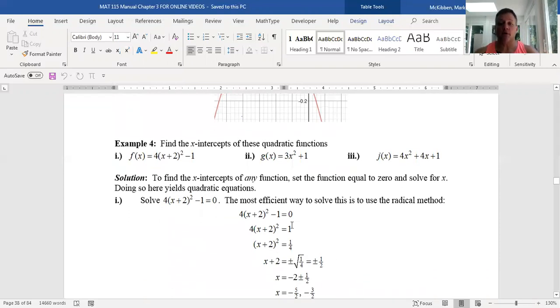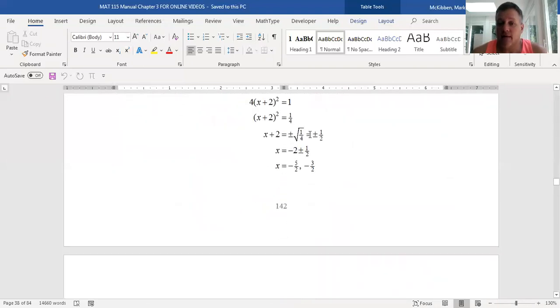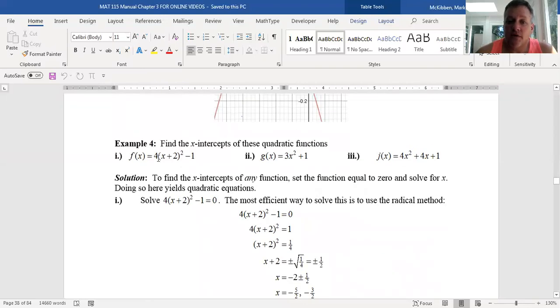So I'm going to add the 1 to both sides. I'm going to divide by 4, and then I'm going to take the square root of both sides. Don't forget the plus or minus there. And then plus or minus the radical of 1/4 is really a half. Subtract 2 from both sides and then simplify. Right, you're subtracting and adding a half to minus 2 each time to get those. So for this one, you have two x-intercepts, one on either side of the vertex.